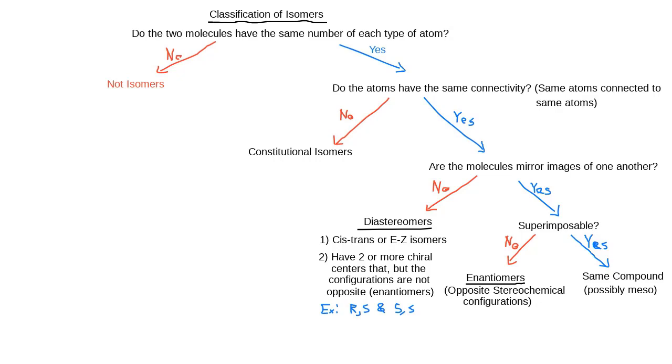A meso compound is a compound with two or more stereochemical centers, or two or more, I'll call it chiral centers, two or more chiral centers that has symmetry such that its mirror image is the same as itself.